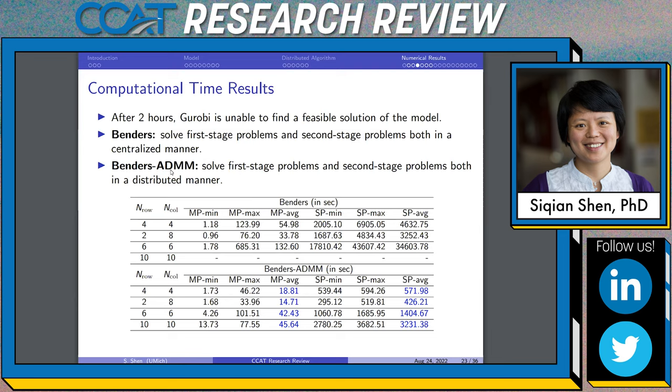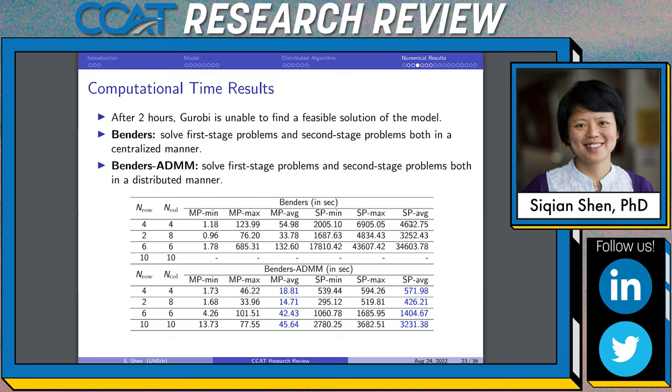And if I say Benders slash ADMM, that's going to be the full version, okay? I'm going to generate Benders using ADMM in the first stage, and in the second stage, based on each intersection. So you can see that everything called MP, SP are master problem and subproblem, so they are first stage problem and second stage problem. And then I'm doing minimization, maximization, or average time reporting because we have different types of instances. But in general, Benders slash ADMM will beat Benders very well.